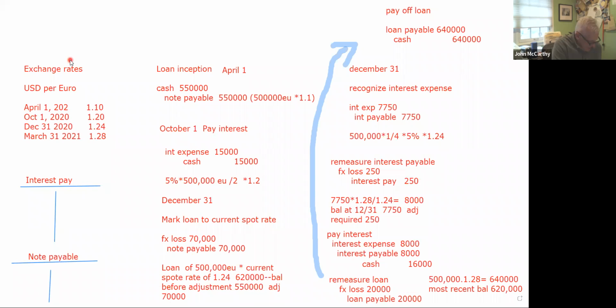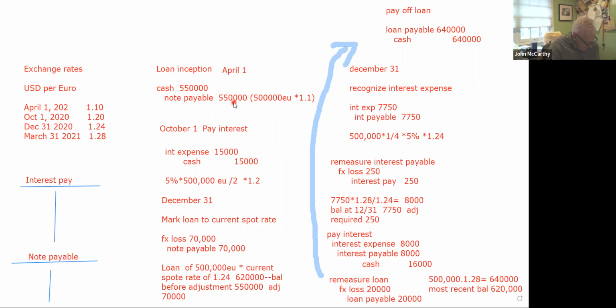Okay. 500,000 euros, the rate at that point in time, repayable in euros, denominated in euros. So easy enough, easy peasy, 500,000 euros times 1.1. We receive cash of $550,000 and we have a note payable of $550,000.